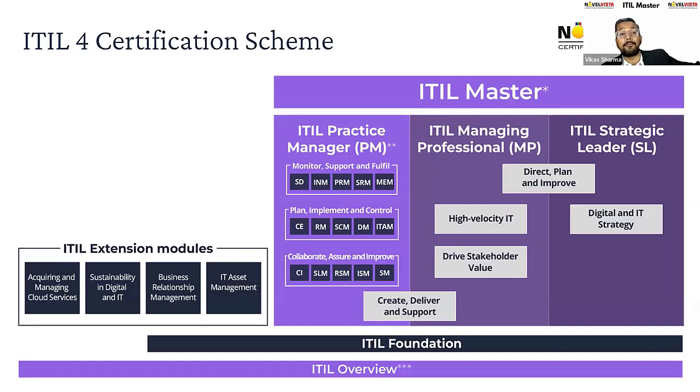If you have come from the managing professional transition bridge course, then you're already managing professional. After that, you need to do only digital and IT strategy, the one certification, and it will make you strategic leaders. So now, let's say you have completed all 5 of these. You have completed CDS, create, deliver, and support, DSP, drive stakeholder value, high velocity IT, DPI, that is direct, plan, and improve, and digital and IT strategy. With these 5 certifications, now you are ITIL managing professional as well as you are ITIL strategic leaders. Now, what next?